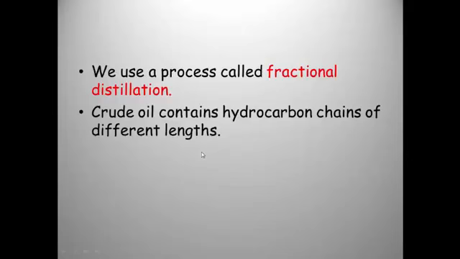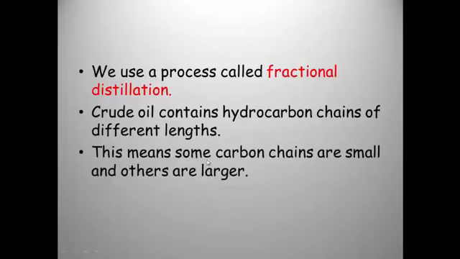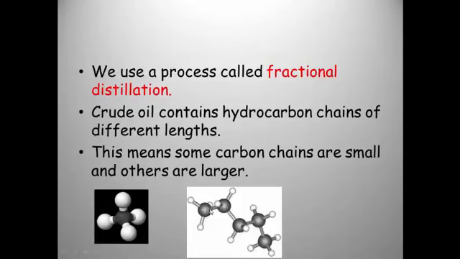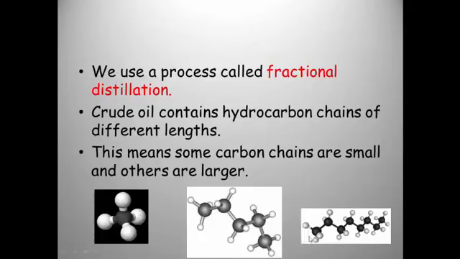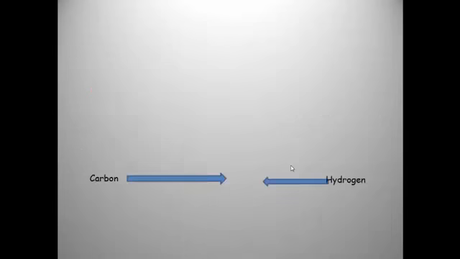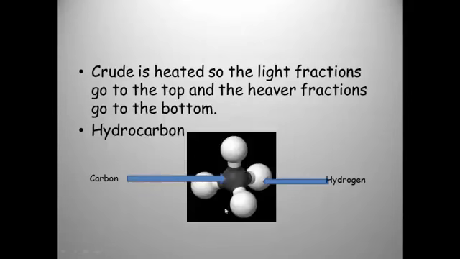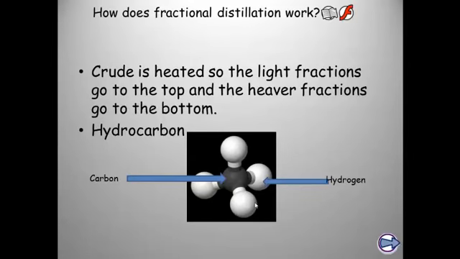Crude oil contains hydrocarbons of different lengths. This means that some are small and some are larger. So that is 1 carbon atom with 4 hydrogen, and this shows 5 carbon atoms, and this shows even more, like 7 carbon atoms. So crude oil contains fractions of different numbers of carbon atoms. What happens is that crude oil is heated, and all the light fractions go to the top and all the heavy fractions go to the bottom. And this is a hydrocarbon, showing carbon and hydrogen right there.